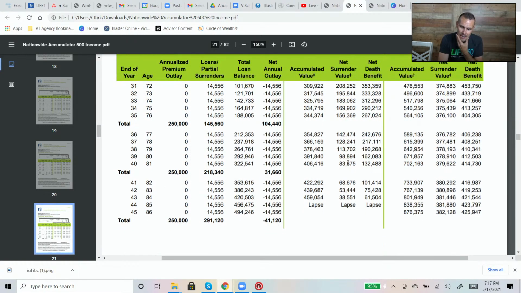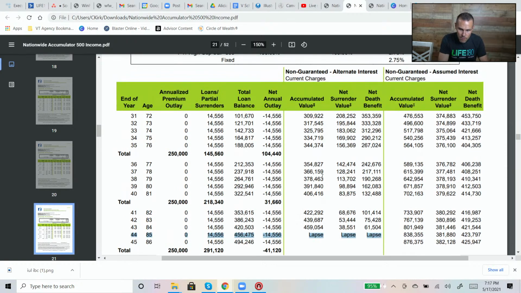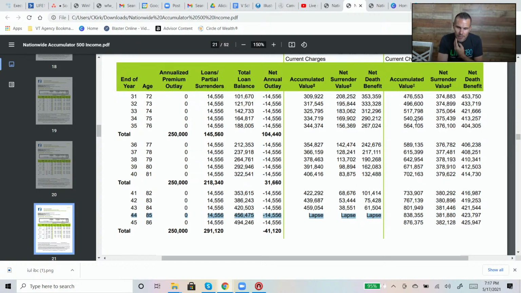But you can see that this one gets out there, and with this assumed rate at 85 years old, at 2.75 at the alternate rate, it lapses. The policy just implodes because of the costs and all these different variables that move into play. Mind you, the accumulated value is going up. The total loan balance is only 456.